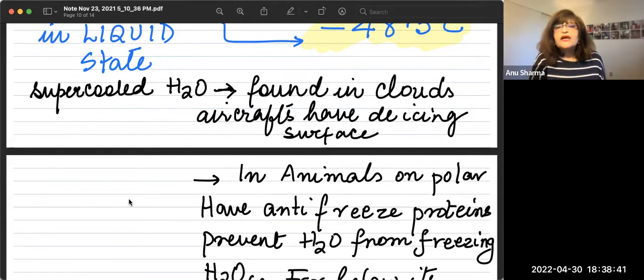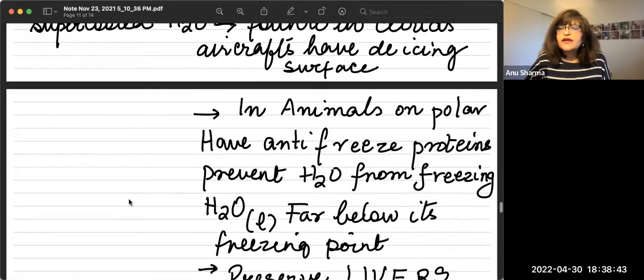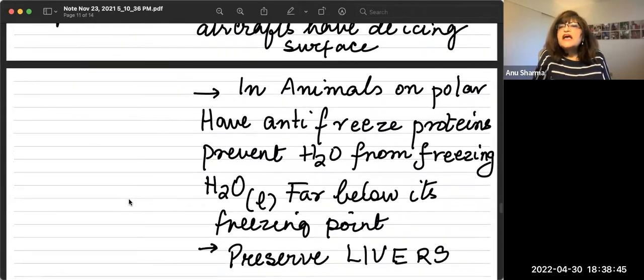Okay, now the animals in the polar regions have antifreeze proteins. These proteins help prevent the water from freezing far below the freezing point in the polar regions. So these animals, like polar bears or penguins, can survive sub-zero temperatures, and the water inside their body doesn't freeze because of the presence of these antifreeze proteins.